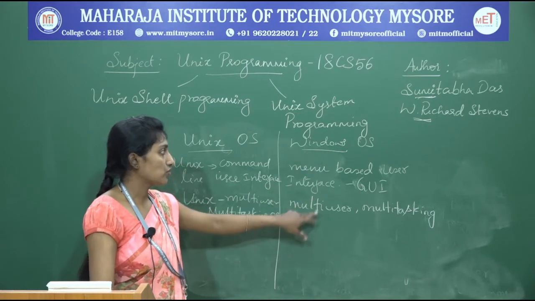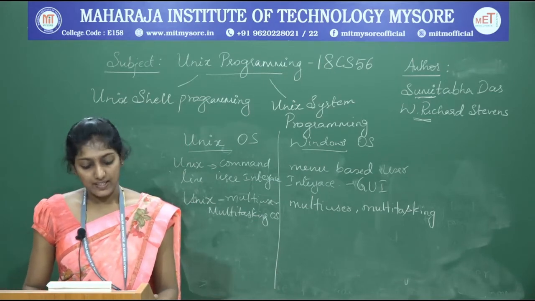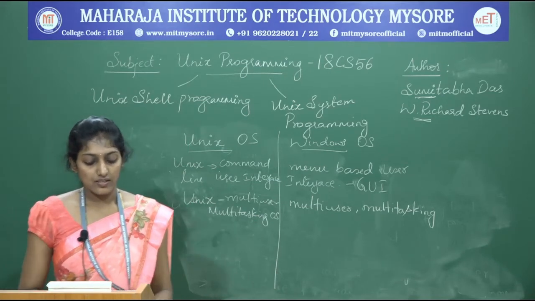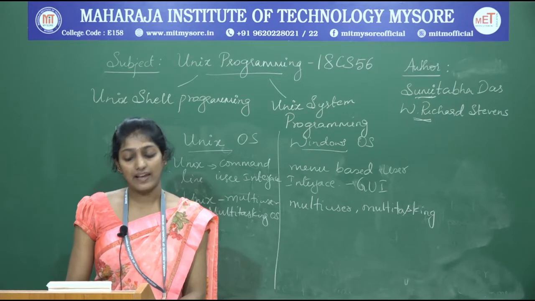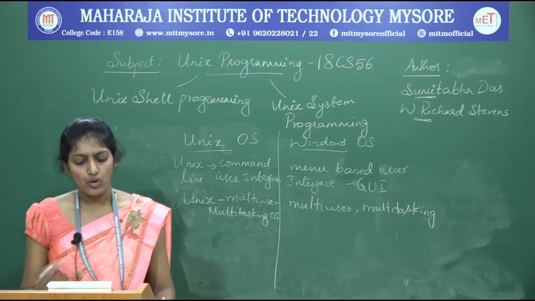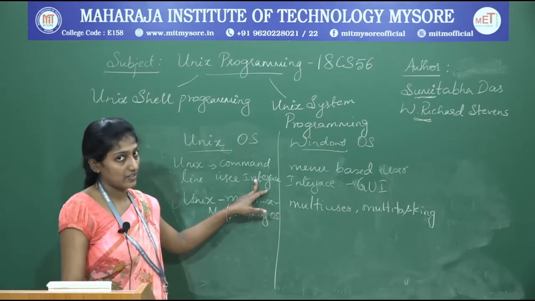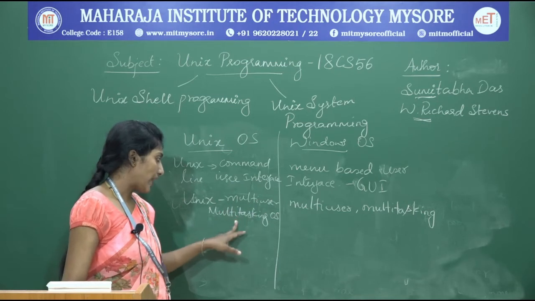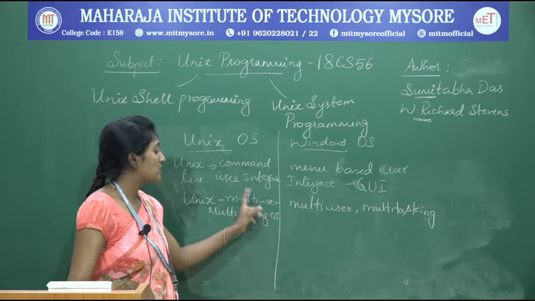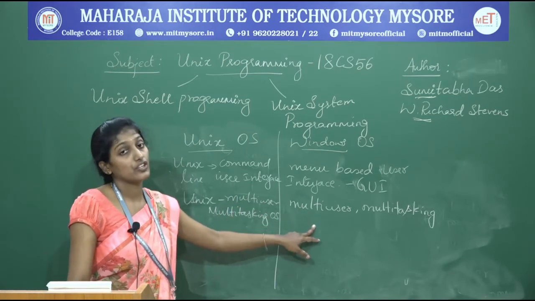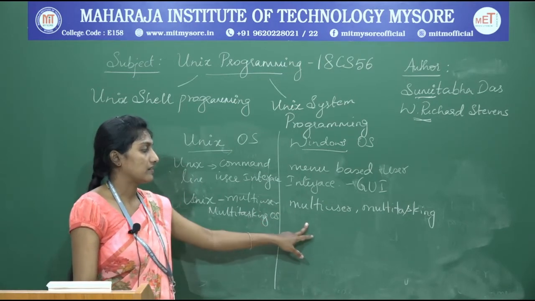Even the Windows operating system supports multi-user and multitasking. Whereas Unix is a powerful multi-user and multitasking OS which was originally developed by AT&T Bell Laboratories. Windows is the most demanding GUI-based OS, which replaced the command line interface with what? A GUI, which is very user friendly. So that is one major difference between multi-user and multitasking.